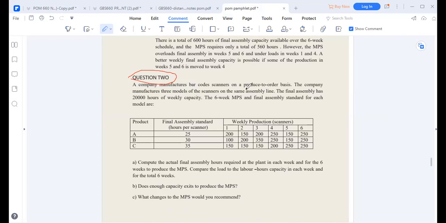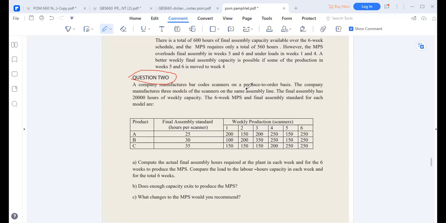It means that they can only produce these scanners when there is an order. When there is no order, they cannot produce. So they are only producing on a per-order basis. If there is no order, there is no need for them to produce. All right, so this is just about what we need for this kind of question. Now we need to know what they are asking us to do.